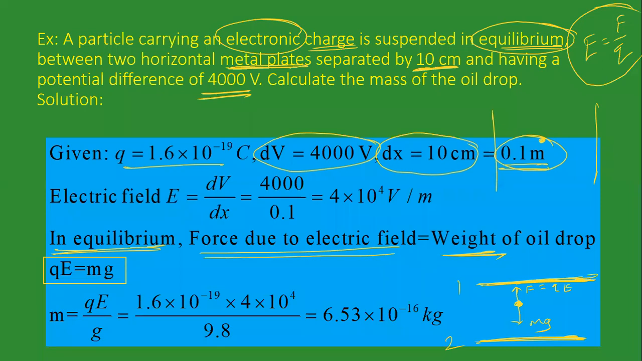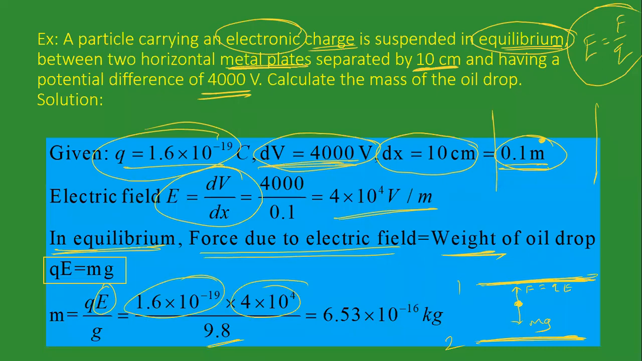So charge is given, but the electric field intensity E is not given. Instead of that, they gave the potential. So we can use this formula, E is equal to dV by dx, and we find the electric intensity, which is 4 into 10 raised to 4. Then we substitute that electric intensity. g we have taken as 9.8. So this is E, this is charge, and after solving we get the mass. So mass is 6.53 into 10 raised to minus 16 kg. When such problems are asked, you have to remember how to solve them.